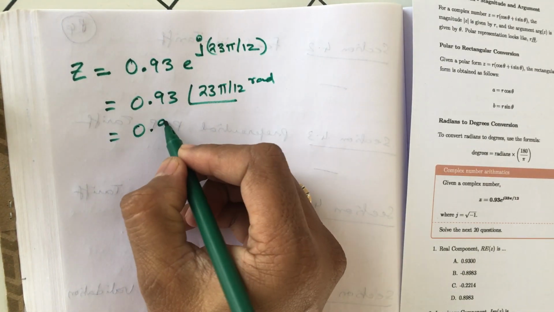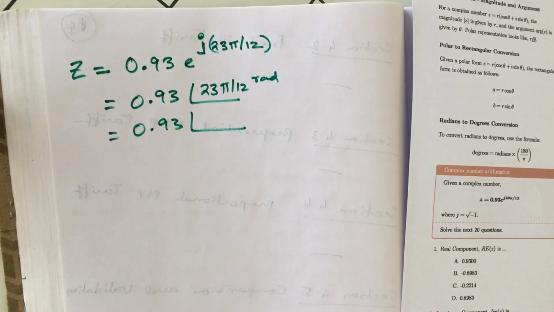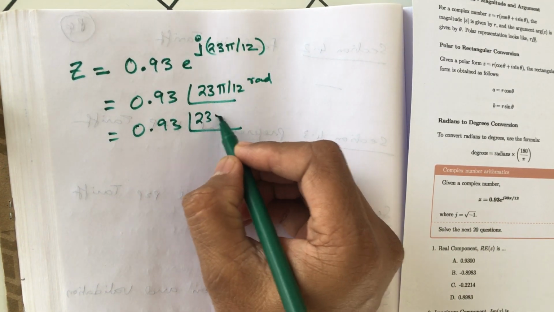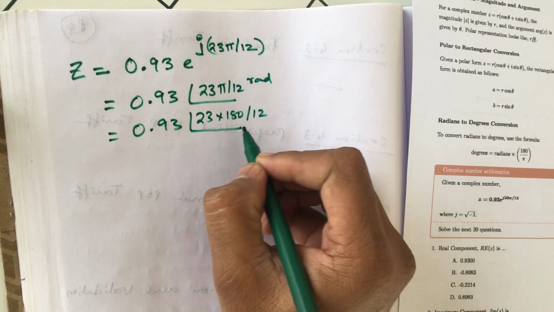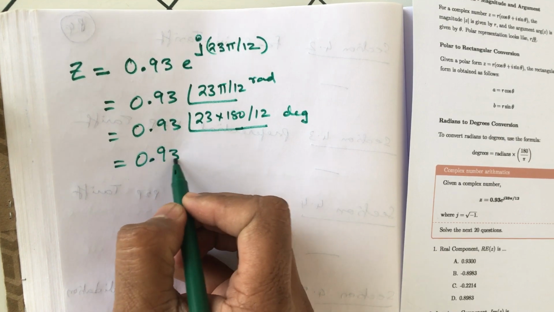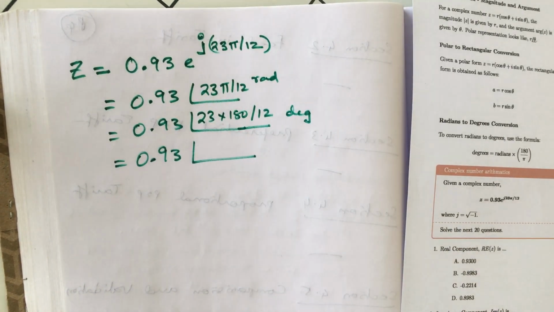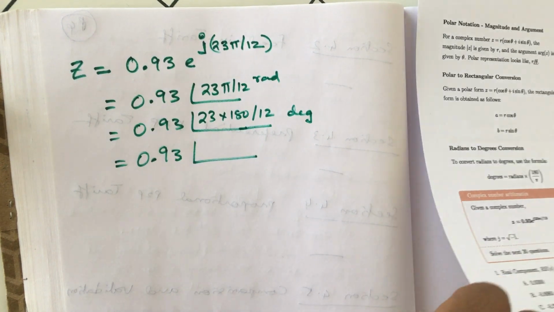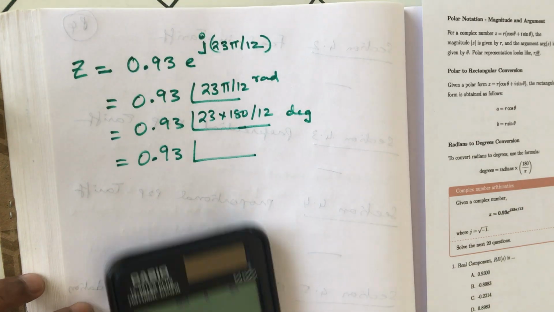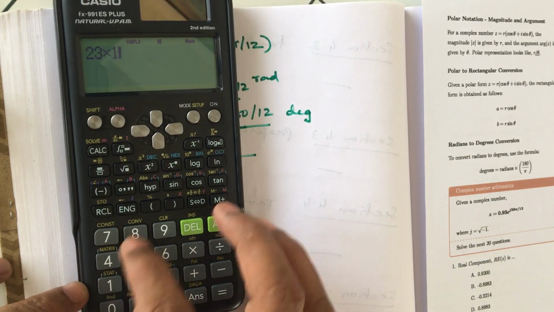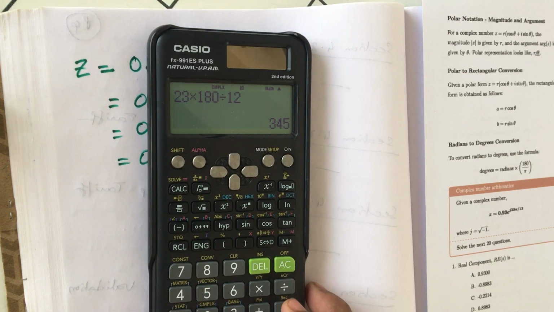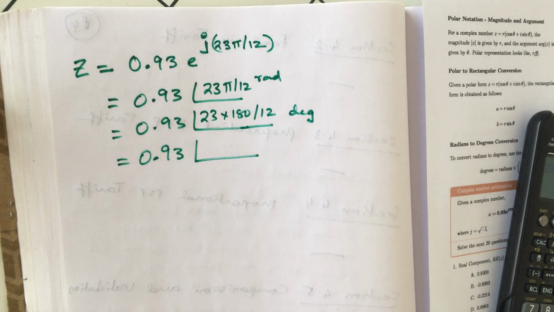Another way of representing the number is to convert this angle into degrees. You know that pi radians is 180 degrees, so it is 23 into 180 divided by 12. Let me write this one: 0.93, and now the angle. For this, let me use the calculator. Simply 23 into 180 divided by 12. I'm getting 345, so the angle is 345 degrees.